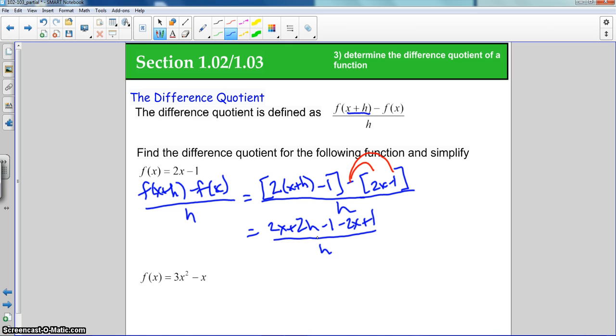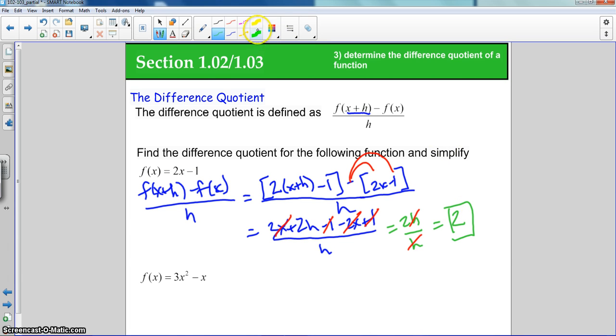Okay, and now at this point there's a lot of cancellation that can occur. So I have the 2x's canceling, and then the 1's canceling. So I'm left with, at the very end, 2h over h. And then I can do some more simplifying. H's are common to both the numerator and denominator, and my end answer is just 2. Okay, so the difference quotient for this function is just 2.